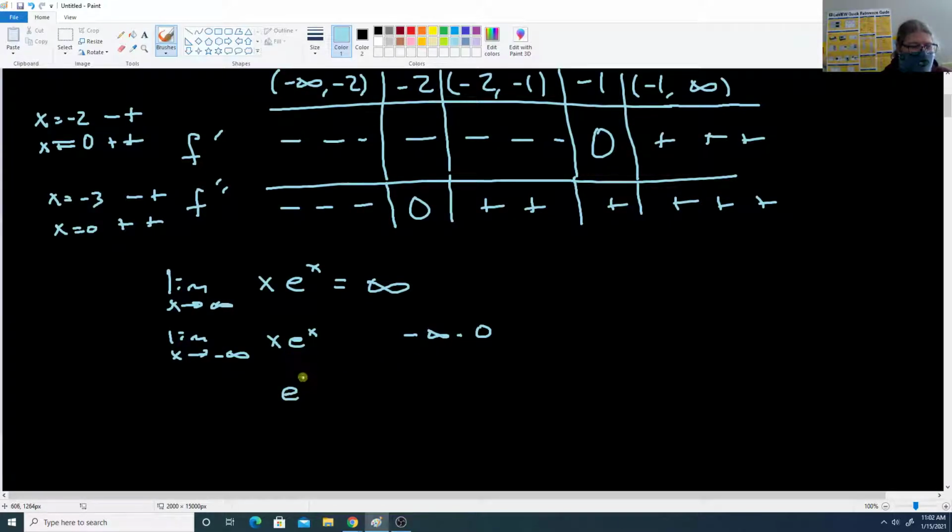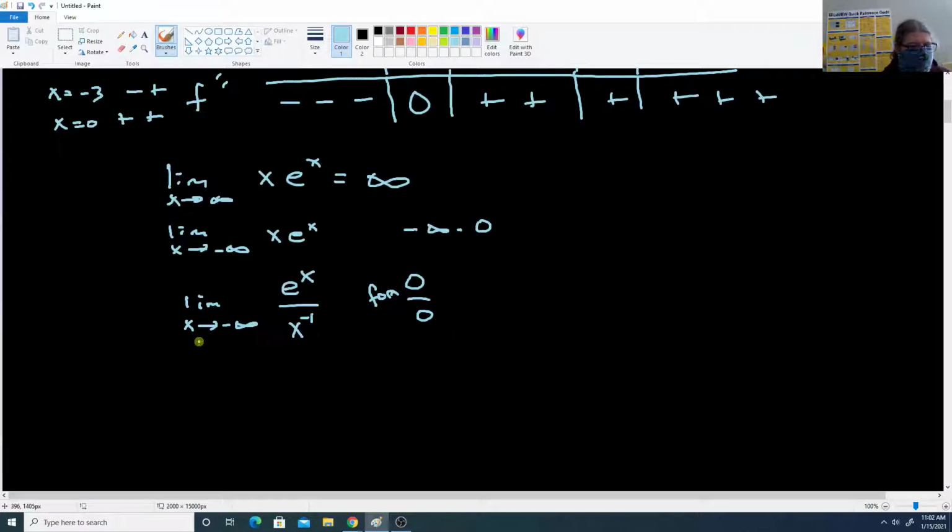So we're going to need to do that algebraic trick of shoving the e to the x downstairs to set it up to use L'Hopital's rule to figure out what's going on here. E to the negative x as you go to negative infinity is 0, and x to the negative 1 as x goes to negative infinity is also 0. So we're in the form 0 over 0, so we can use L'Hopital's rule for this one.